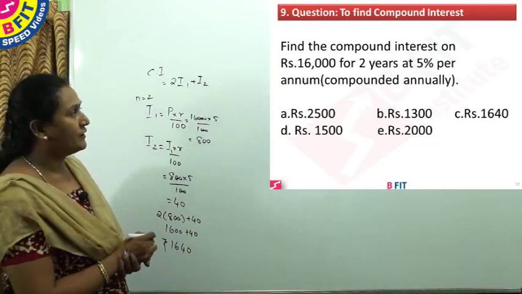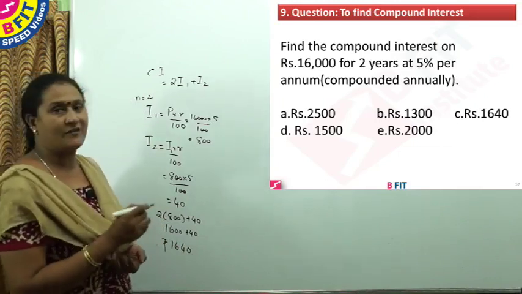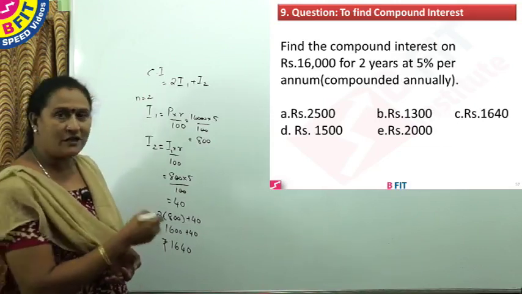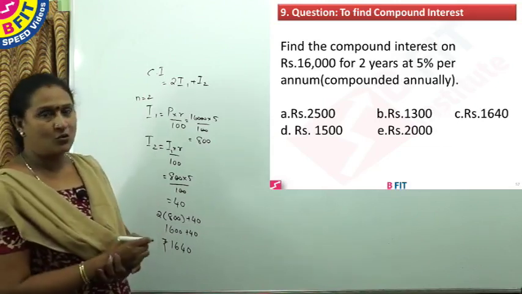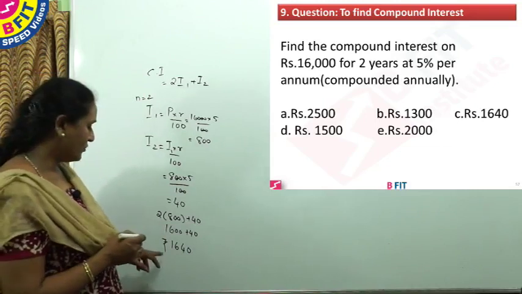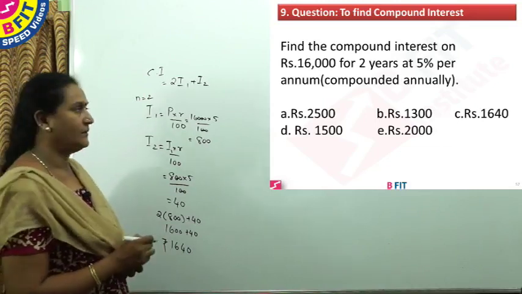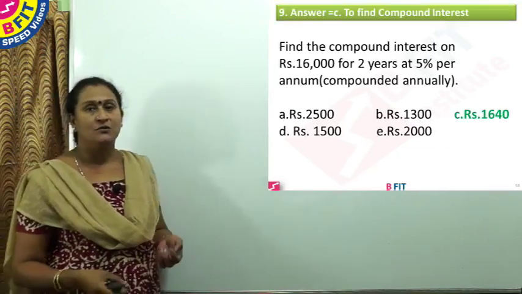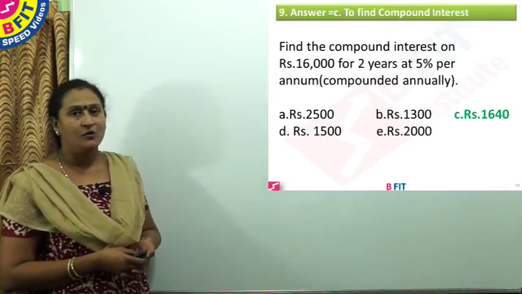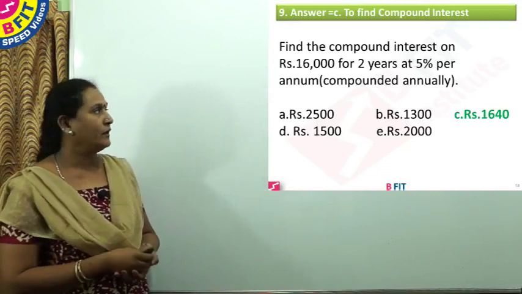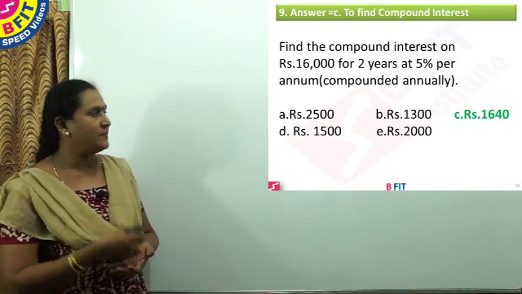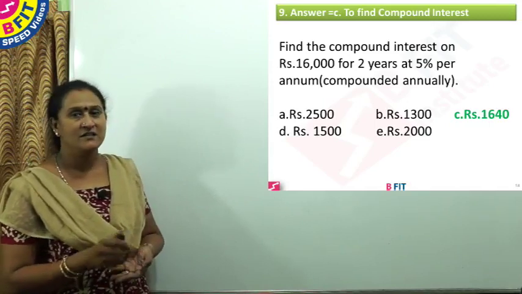So compound interest compounded annually at 5% on a sum of rupees 16,000, we have got easily using the I1 I2 concept. So answer is rupees 1640. So now we'll see what the answer is. So answer is option C, rupees 1640. So the compound interest on rupees 16,000 for 2 years at 5% is rupees 1640.